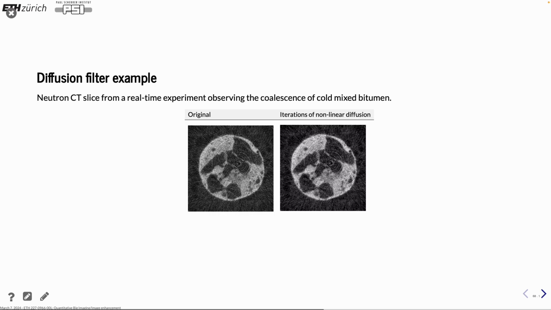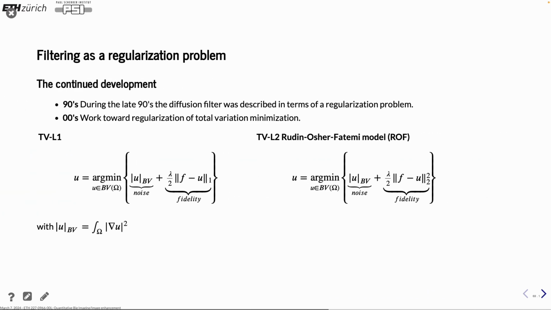So this was used a lot in the early 2000s, and in the mid 2000s they started doing a lot of math and came to something called the total variation filter, where you do an optimization based on the bounded variation, which is the sum or integral of the gradient squared, and also some fidelity, so comparing the original with the filtered image.